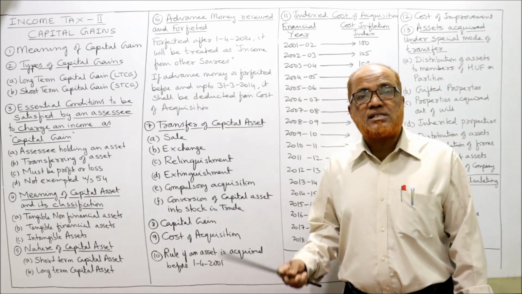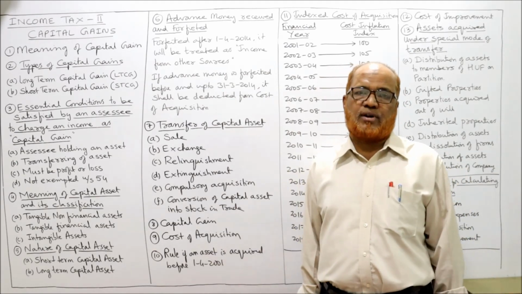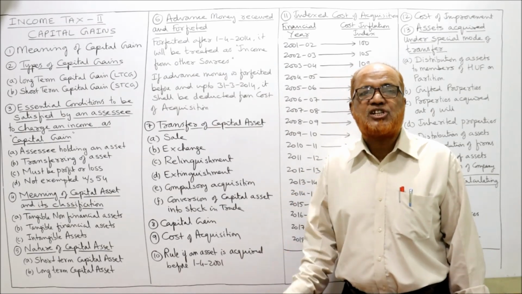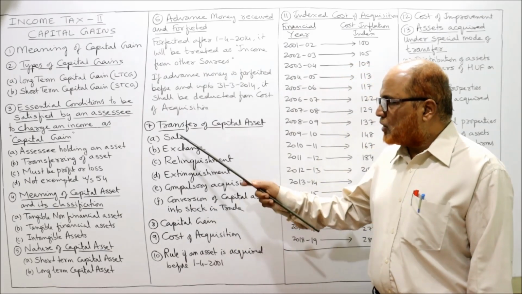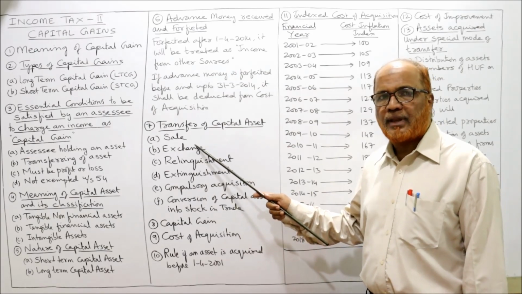So the Income Tax Act says this conversion of a capital asset into stock in trade is also a transfer. And any gain arising on this conversion will be treated as a capital gain. It will be taxed. That's all. So these are the cases where there is a transfer of asset.